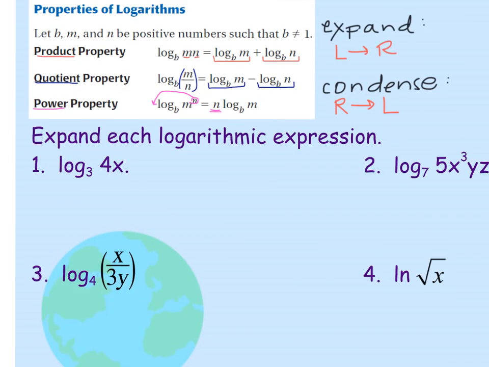Our first question, expand each logarithmic expression, log base 3 of 4x. So notice we have just one logarithm, and then we have 4 times x. So this is an example of the product property. To expand, we'll split up two separate logarithm terms, one for the 4 and one for the x. And notice we separate them using addition with this property. This would split us up into log base 3 of 4 plus log base 3 of x.